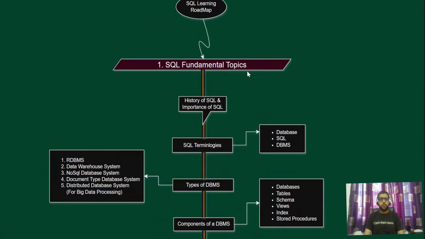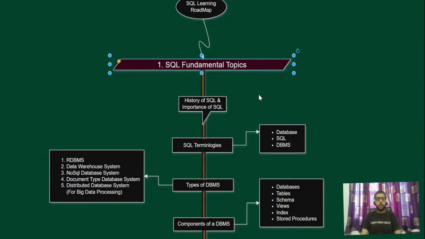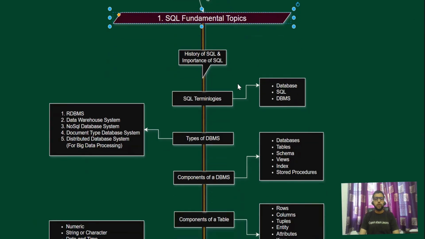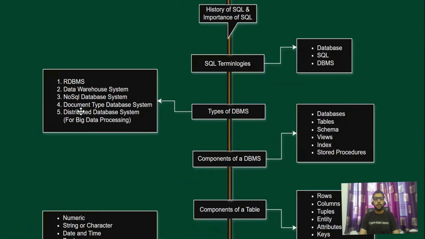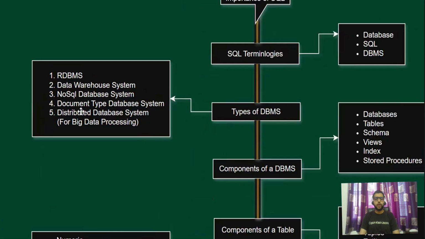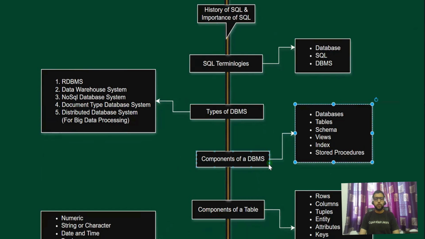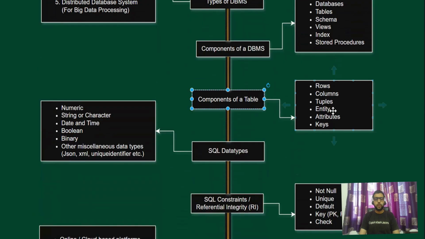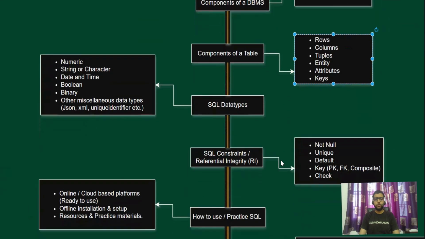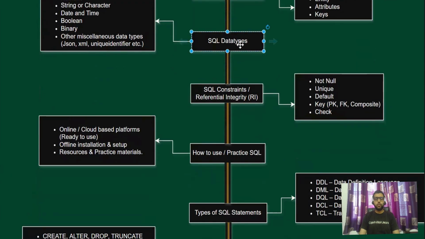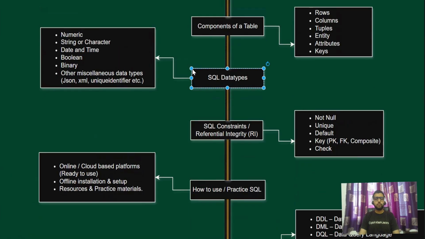The first one is SQL fundamental topics, which will include the basic introduction of SQL and a brief history of SQL. Then we will talk about SQL terminologies like what is a database, what is SQL, what is DBMS, etc. We will talk about the types of DBMS, the components of DBMS, and the components of tables. Maybe you are already aware of these terminologies like rows, columns, tuples, entity, attributes, keys, etc. But I will walk you through each of the topics in detail.